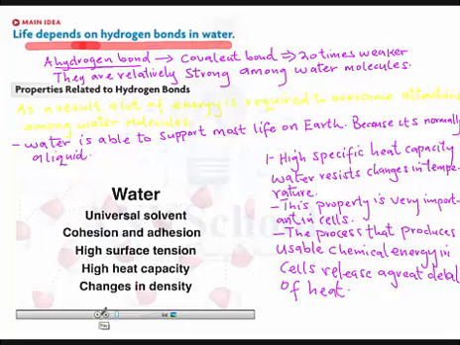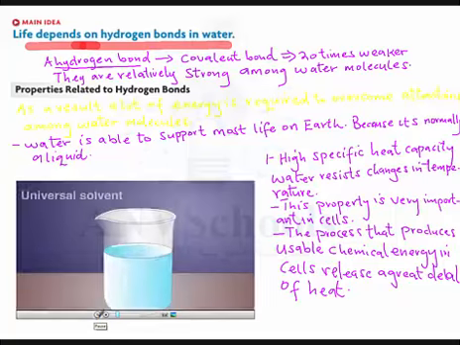High surface tension, high heat capacity. So we have already discussed what it means by high heat capacity. Then the changes in density. So all these are properties of water.